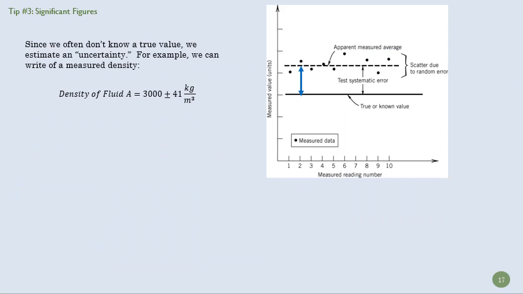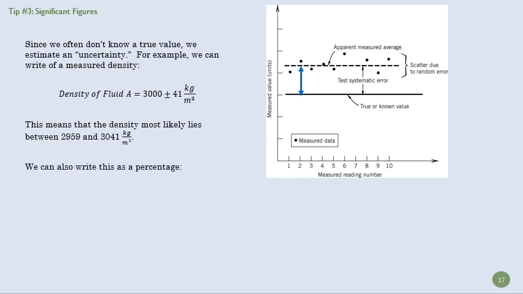So how do we express the uncertainty of a value? Oftentimes we'll do it in a plus-minus form. What this means is that the density of our fluid lies somewhere between 41 kilograms per meter cubed less than 3,000 and 41 more than 3,000. So somewhere in that range. We often express that statistically as a percentage. We might say there's a 90% chance it lies between these two values.